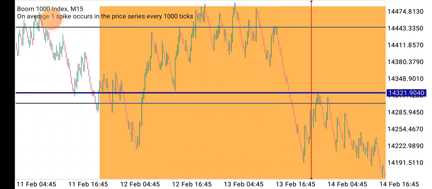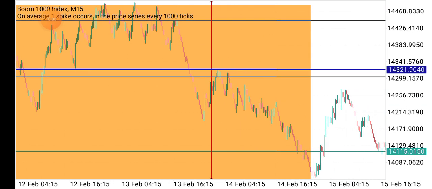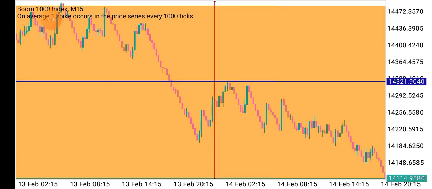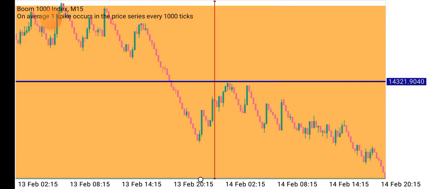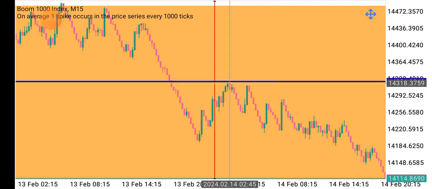Maybe I should zoom in a bit. Let me take off this yellow background to the 14th of February. Let me see, 14th of February. One moment, please, guys. Just be patient.